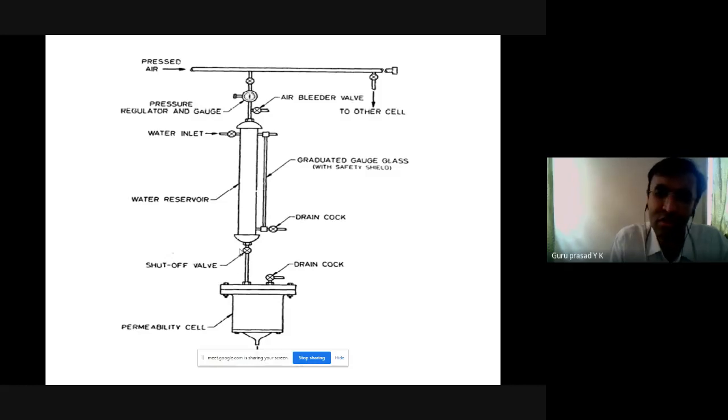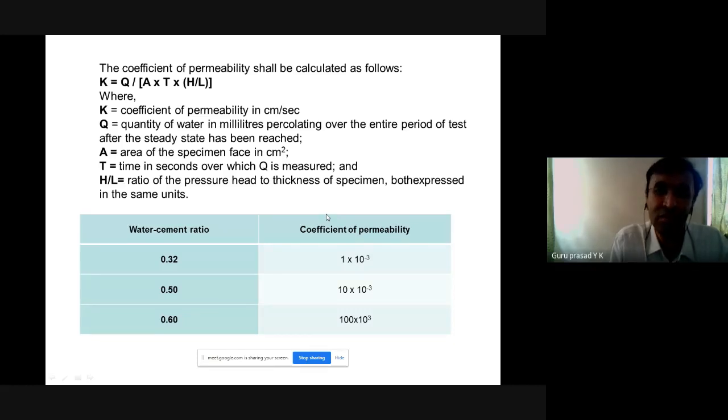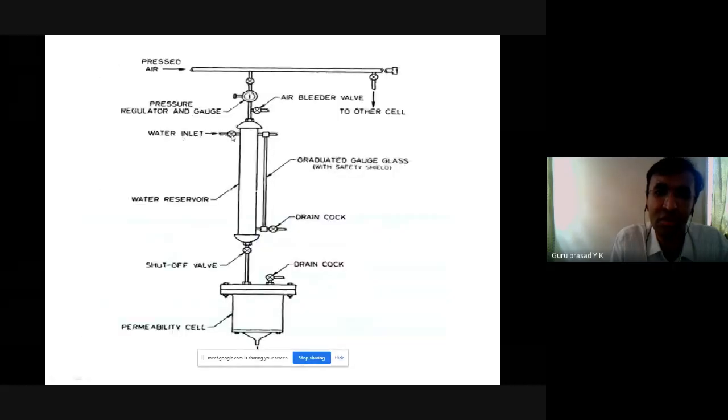You will have to leave it for a period of 24 hours. For that period, you're going to maintain the water pressure. You set a certain water pressure, the pressure is maintained and the water is pumped in, so that you get to know how much water has permeated through the particular concrete member.